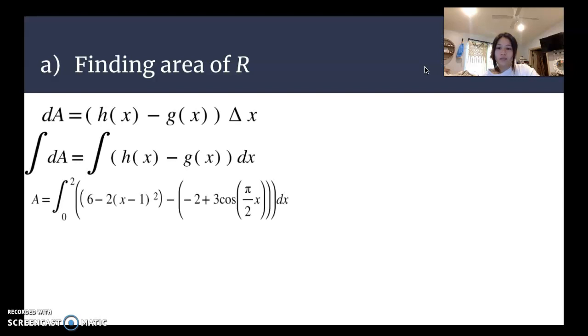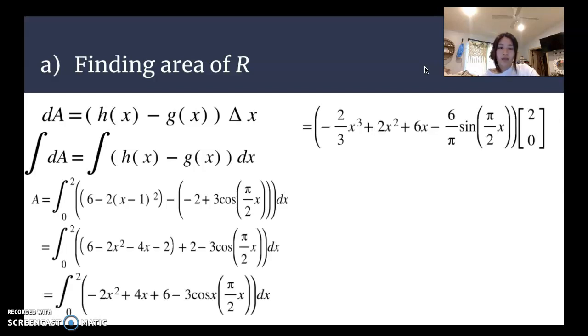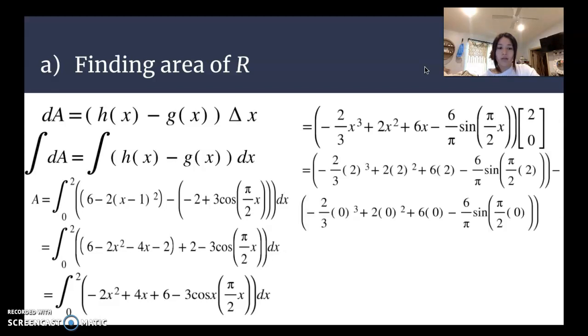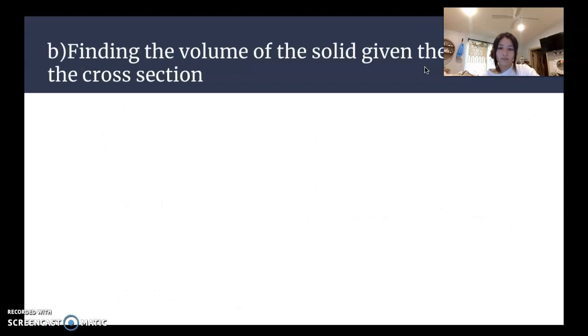Then I took the integral of each side, and I substituted in each equation, and then I simplified. I'm using the Fundamental Theorem part 2, and then I subtract and simplify, and I eventually got 44 over 3 units squared.